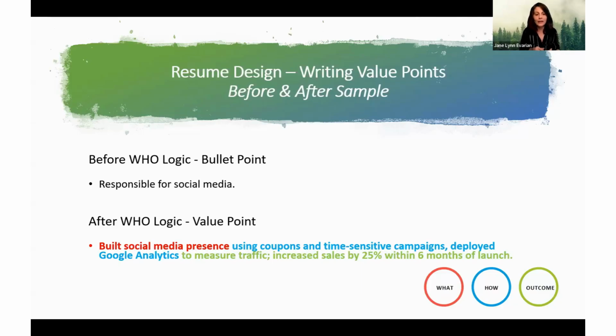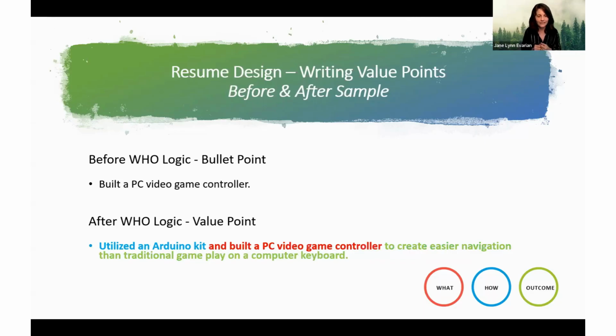But after we apply WhoLogic, what did I do? How did I do the work? And the outcome produced, look what happens. And this is color coded so that you can easily see the what, the how, and the outcome. This person built a social media presence using coupons and time-sensitive campaigns, and they deployed Google Analytics. That's how they got the work done. And the outcome was to measure traffic, and they increased sales by 25% within 6 months of launch. What, how, outcome.